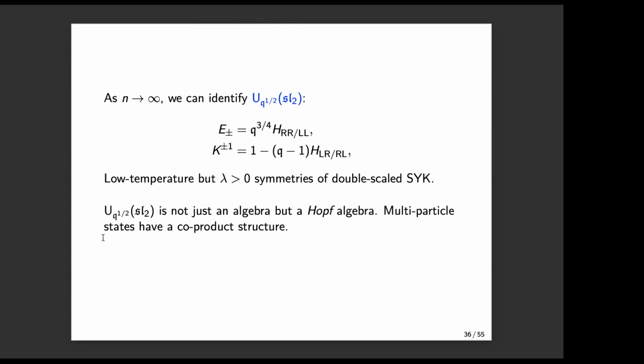And it's an interesting thing, this quantum group, because it has more structure than just the algebra. It's actually a Hopf algebra, and the multi-particle states actually use some of the features of this algebra.